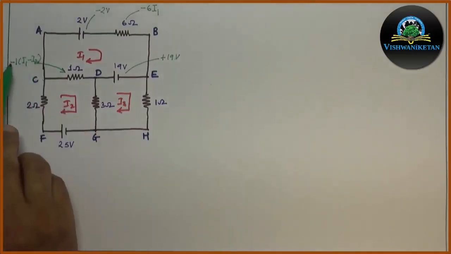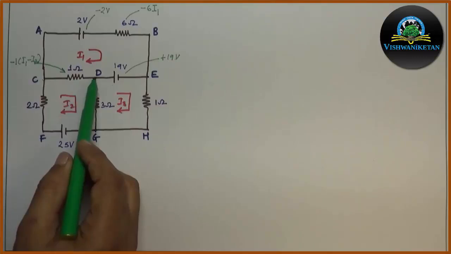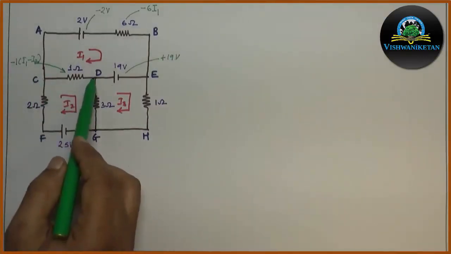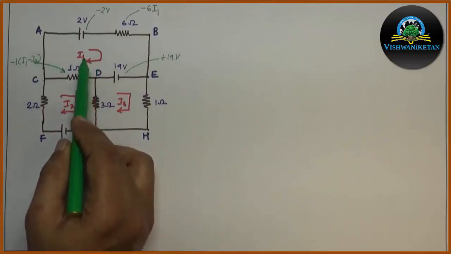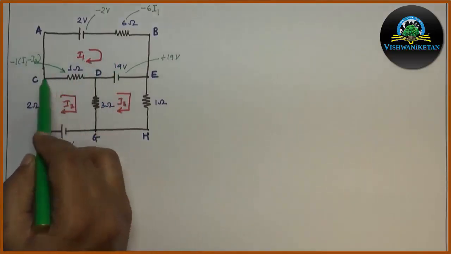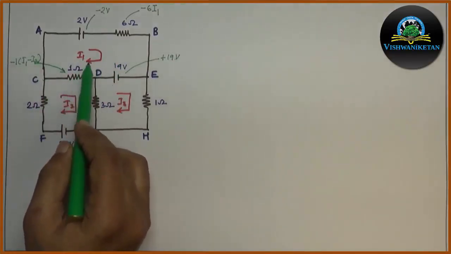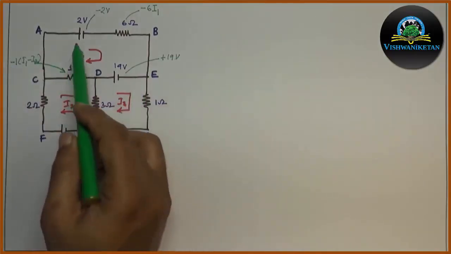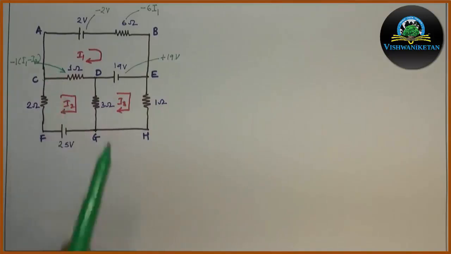Now the minus sign is because I am going from D to C, and my current I1 is also flowing from D to C. So both directions are the same. Hence the sign is minus. After considering all these values, we will put them into the equation.